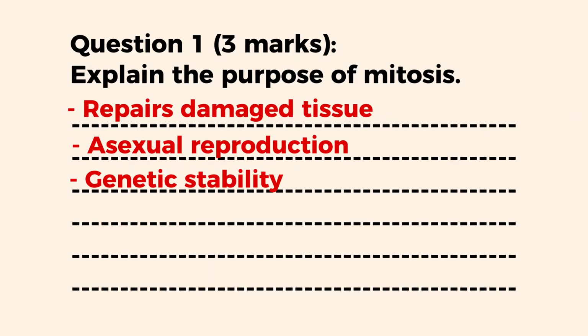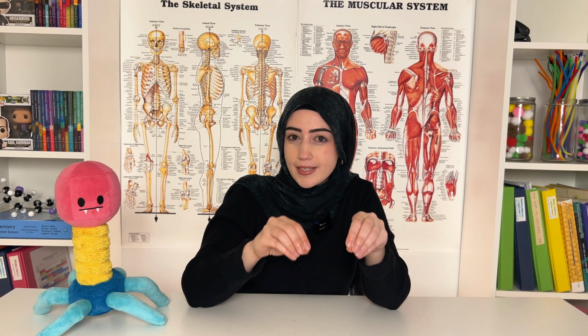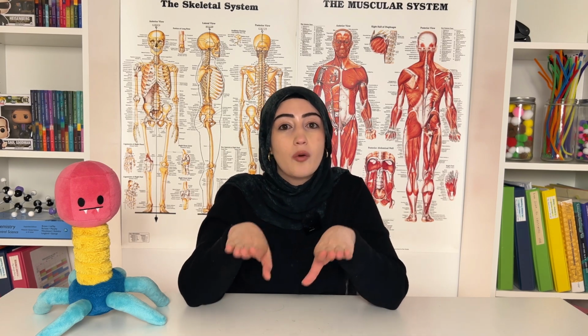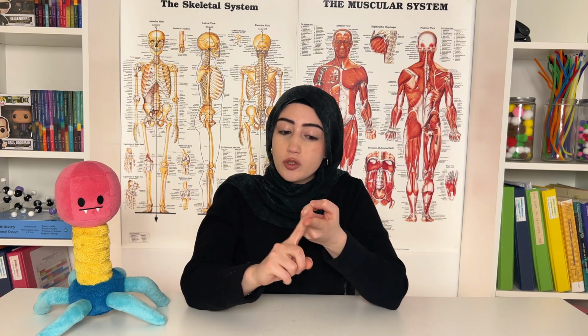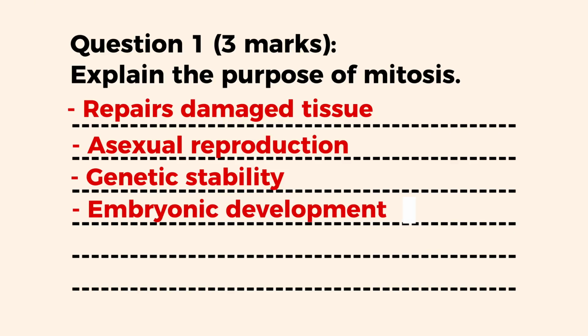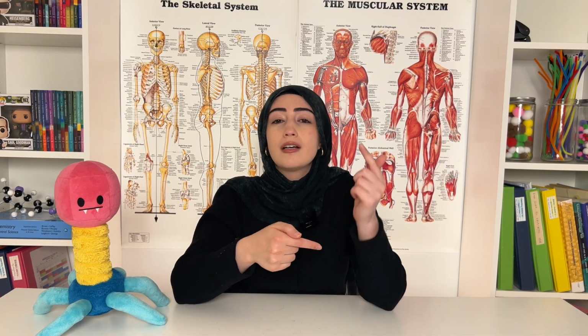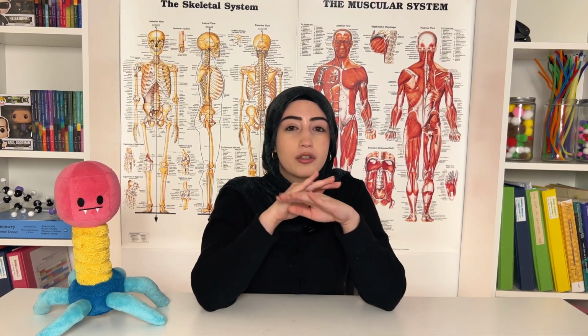G for genetic stability. Mitosis makes sure that the replicated DNA equally distributes into two daughter cells, making sure that each cell has a complete genome. So make sure there isn't too much DNA in there or too little DNA. And E for embryonic development. This is where, after fertilization, the first diploid cell, that is called the zygote, needs to continue to divide via mitosis in order to go through all the stages, including morula, blastocyst, gastrula, and then fully developed fetus.